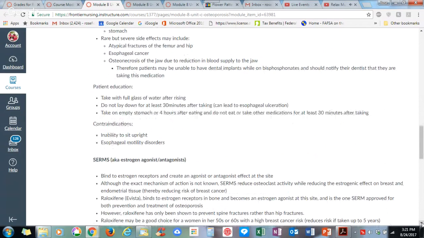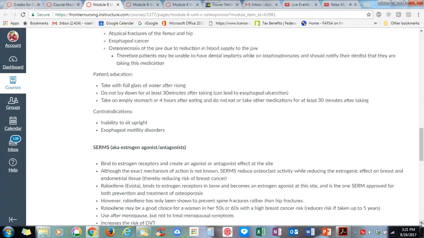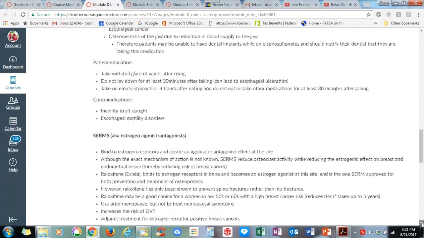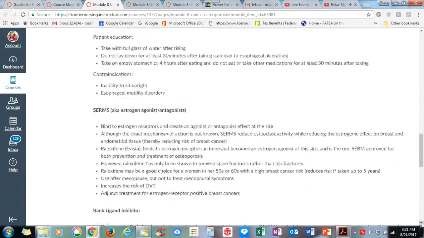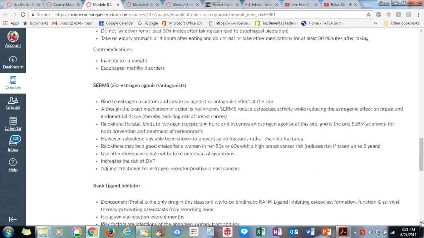Do not lie down for at least 30 minutes after taking. Can lead to esophageal ulceration. Take on an empty stomach or 4 hours after eating, and do not eat or take other medications for at least 30 minutes after taking. Contraindications: inability to sit upright and esophageal motility disorders.